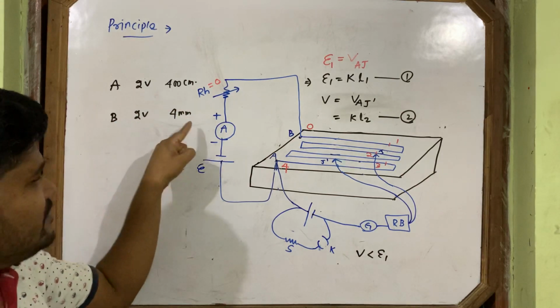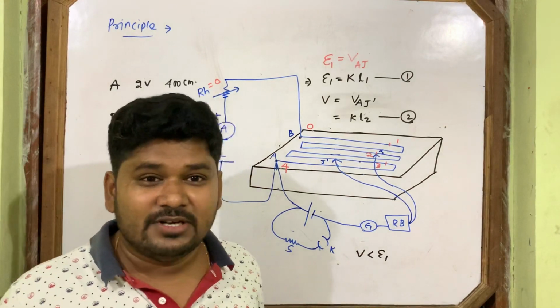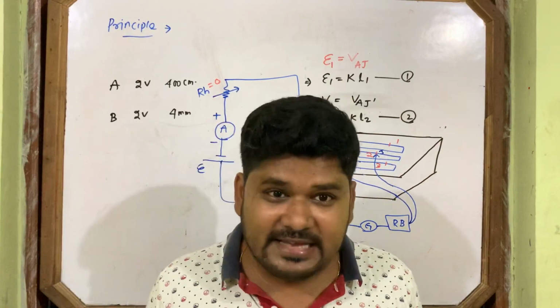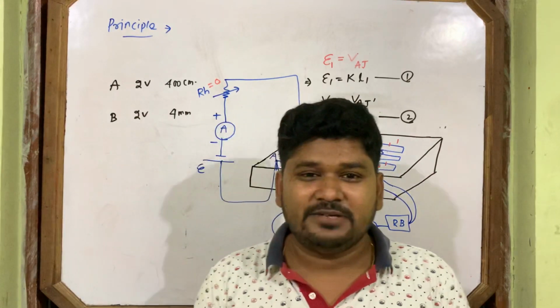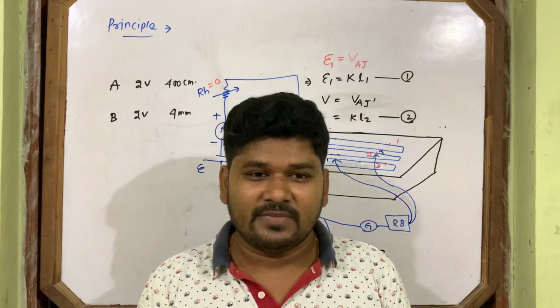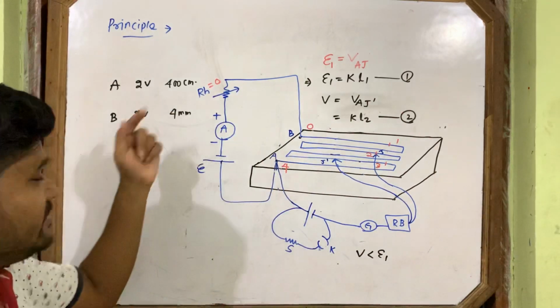Same action, but who is showing more reaction? Obviously, A is showing more reaction. Who is sensitive? A is sensitive. I think now you got my point. What is the sensitivity of a potentiometer? Same action, but more reaction is shown.